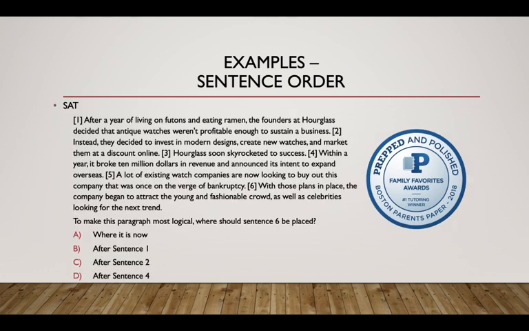After a year of living on futons and eating ramen, the founders of Hourglass decided that antique watches weren't profitable enough to sustain a business. Instead, they decided to invest in modern designs, create new watches, and market them at a discount online. Hourglass soon skyrocketed to success. Within a year, it broke $10 million in revenue and announced its intent to expand overseas. A lot of existing watch companies are now looking to buy out this company that was once on the verge of bankruptcy. With those plans in place, the company began to attract the young and fashionable crowd, as well as celebrities looking for the next trend.